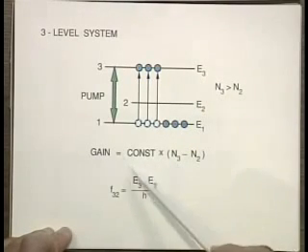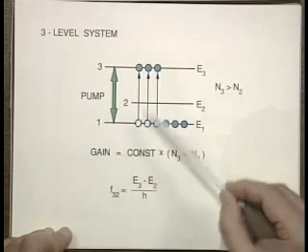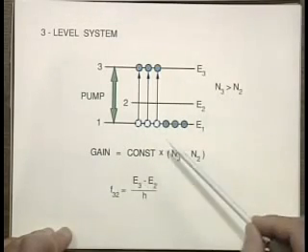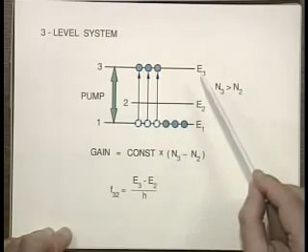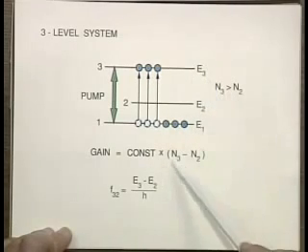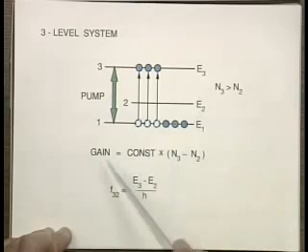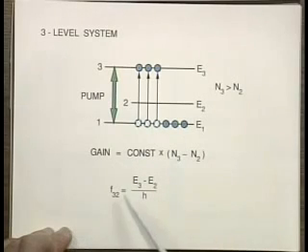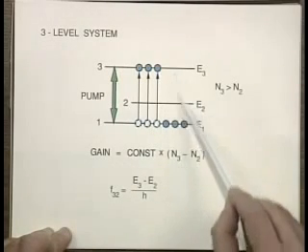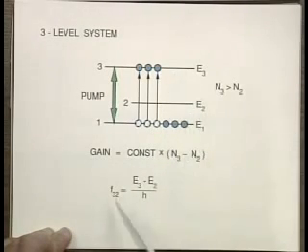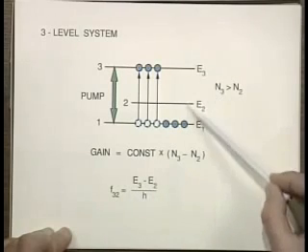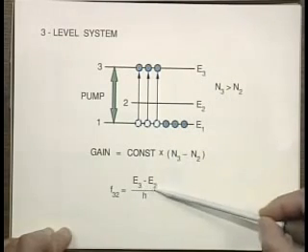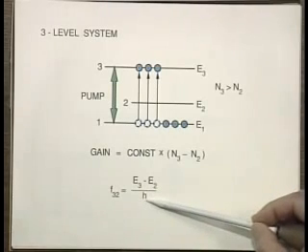And there will be a constant that multiplies it that depends on, again, the particular transition, the particular atom, and so on. But the key thing is that it's a population difference. If N3 is not bigger than N2, then forget it, there is no gain. So the frequency for the amplified light will be at this transition frequency, which is E3 minus E2 divided by h, which is Planck's constant.